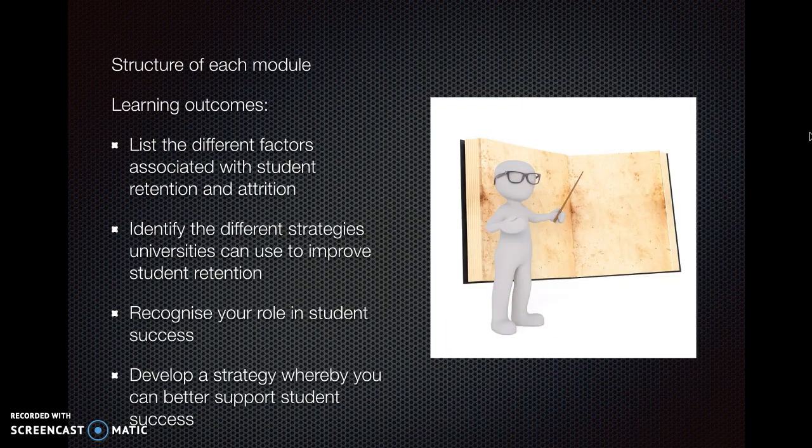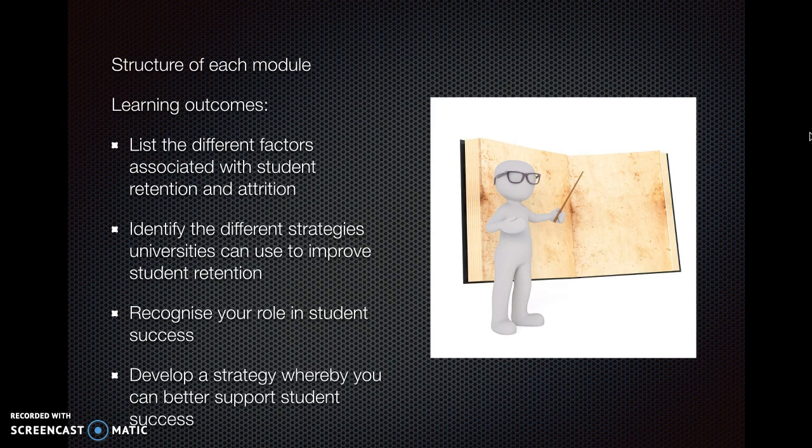The structure of each module covers the following: the learning outcome for the module, slides introducing the topic, summary of the topic, discussion forum questions for the week, and further reading and resources.